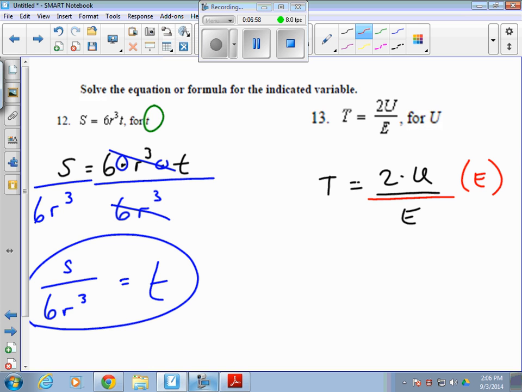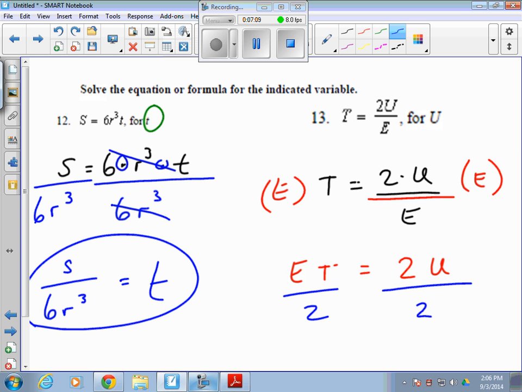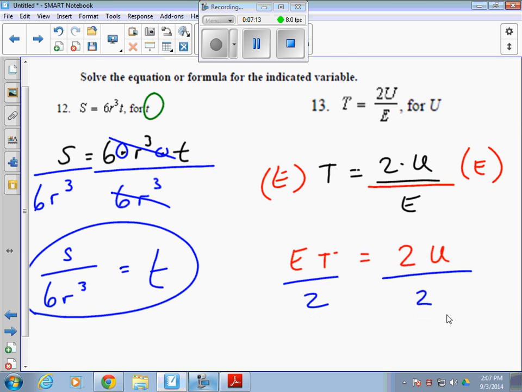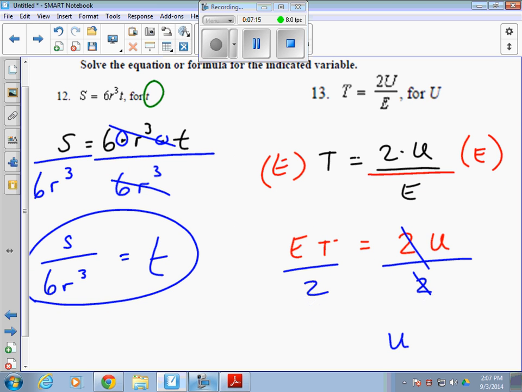If you multiply the right, multiply the left by e. E times t is et equals 2 times u. Undo 2 times something by dividing by 2. If you do it to the right, do it to the left. And u, since this cancels out, is equal to e times t over 2.